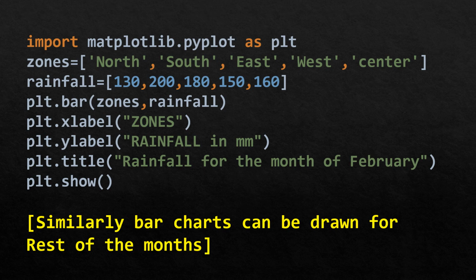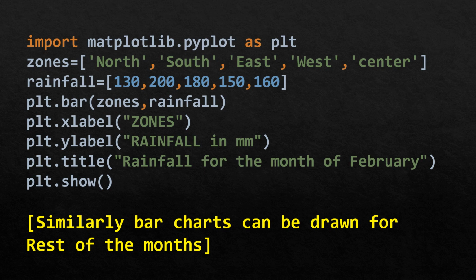Now to check the rainfall in every zone for the month of February, we will follow the same method. We have to import the library, then create the zones list, then a rainfall list which will contain the rainfall in the month of February for all the zones. Then we plot the bar chart, zones versus rainfall. I have put the labels and title and used the show method to show it. Similarly, we can write different programs to check the bar charts for different months for different zones.